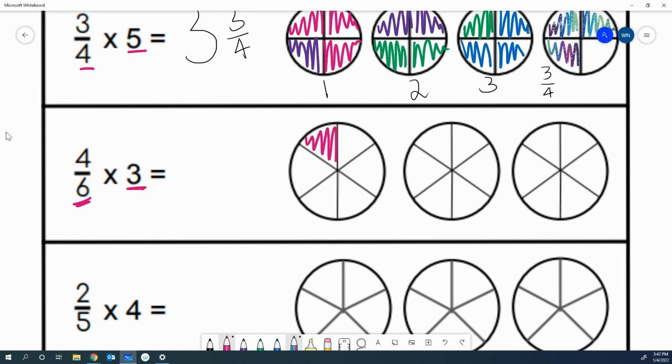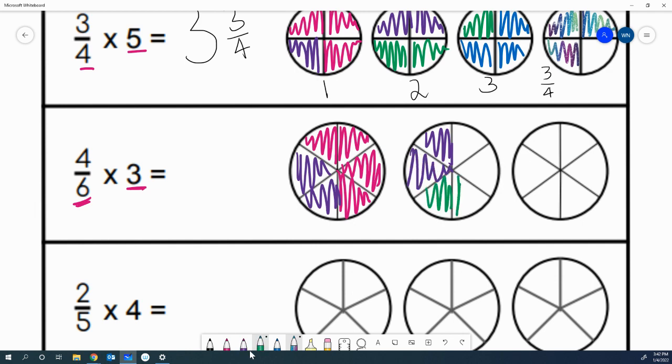We've got 1/6, 2/6, 3/6, 4/6. That's 1 time. 1/6, 2/6, 3/6, 4/6. That's 2 times. 1/6, 2/6, 3/6, 4/6. That's 3 times.